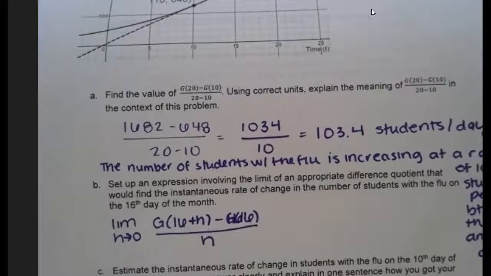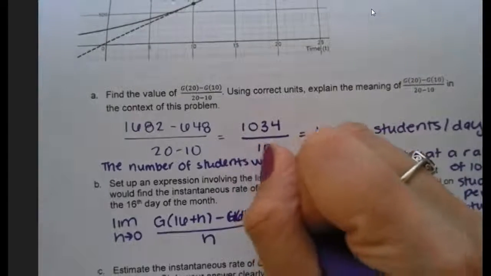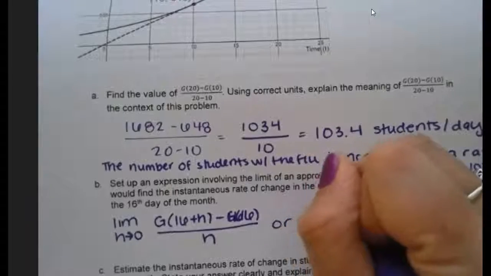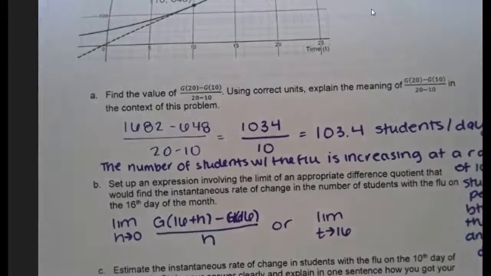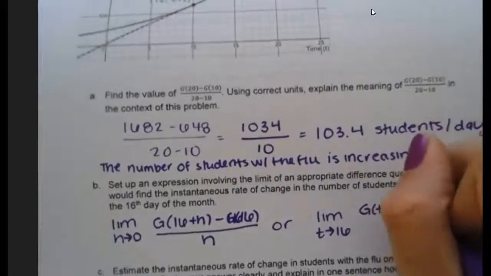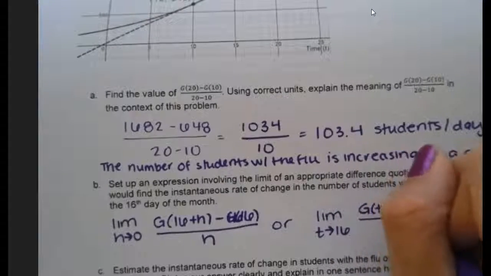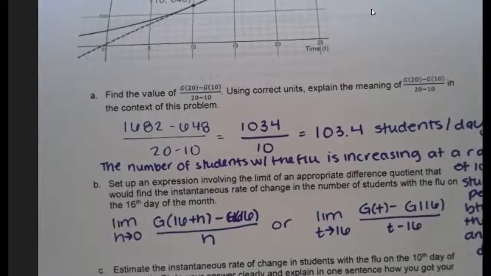So somebody said they wanted to make it as t approaches 16. What other definition of the derivative could you do where you made it the limit as t approaches 16? How would I write this difference quotient? So it'd have to be g of t minus g of 16 all over t minus 16. So those are your two choices.